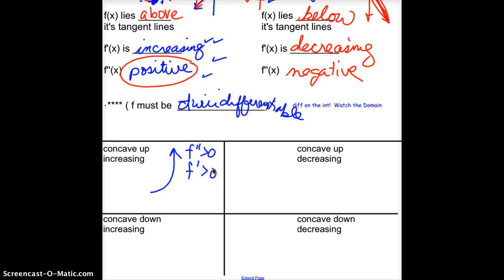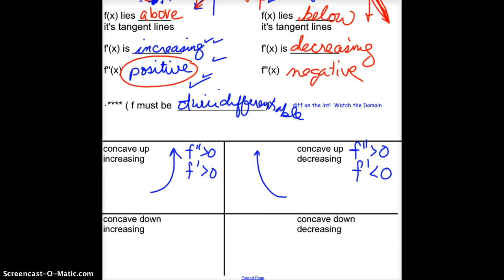Likewise, we have what we call concave up and decreasing. What that looks like is the left-hand side of the bowl. It's still concave up, but it's a decreasing function. If you were to slide on it, you'd be going downhill. So its second derivative is positive because it's concave up. However, it's a decreasing function, so its first derivative is negative.